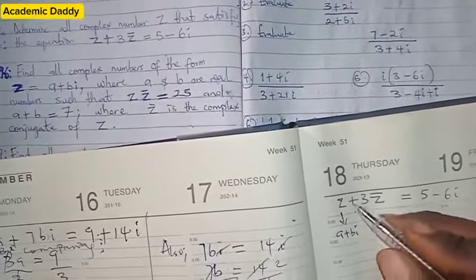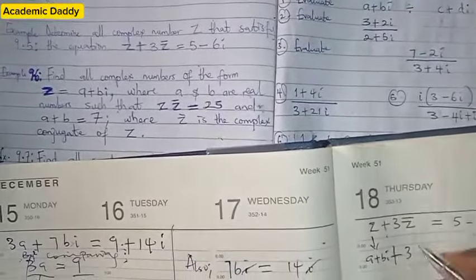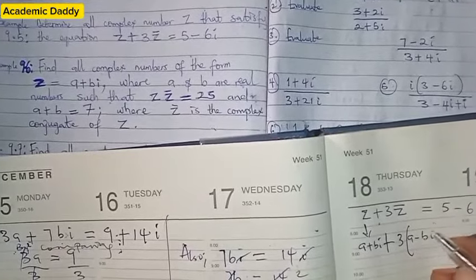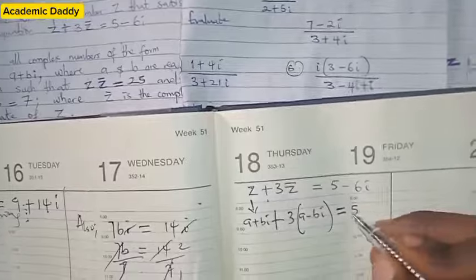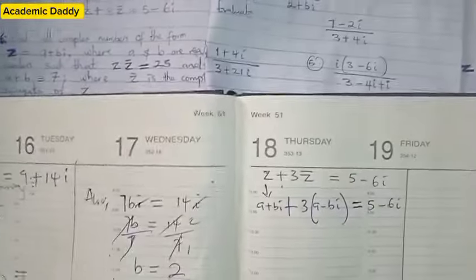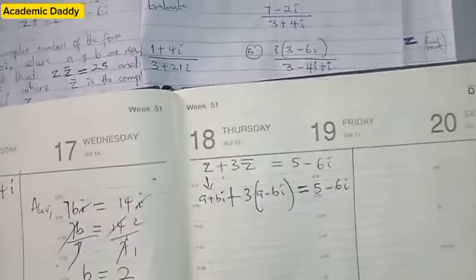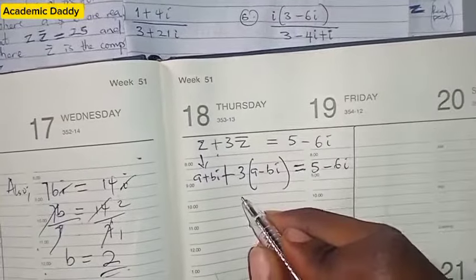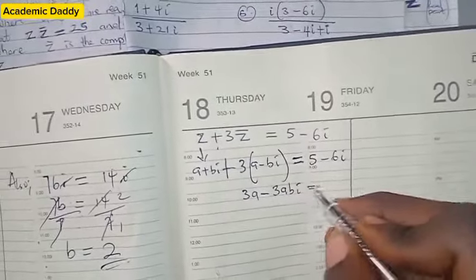Bringing this plus down, the conjugate is simply 3 into, this is the conjugate of z, so I'll just say a minus bi, is equal to 5 minus 6i. Remember, this is the question. Alright, so what you now do is simplify, so that we do 3 into a minus bi, equals 5 minus 6i.